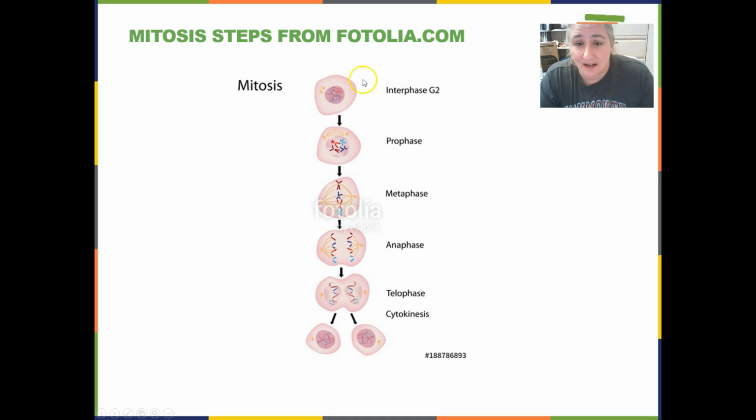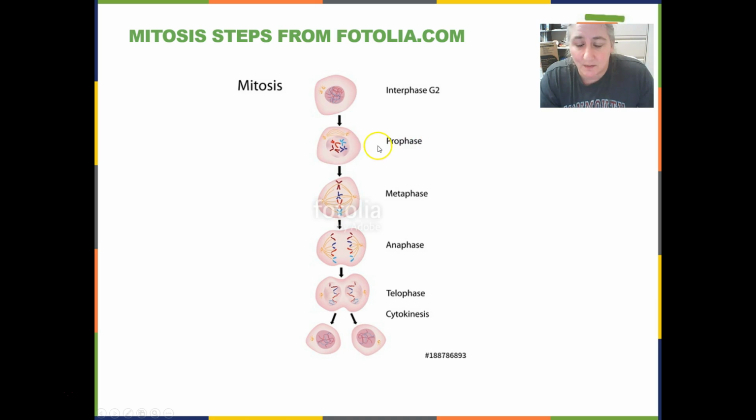So here you can see interphase at G2. So we've already doubled our DNA. This is a picture from Fotolia.com. I found it on Google Images. Again, I love Google Images. And I just like the way they put it together. And your textbook, which I'll show that image next, has a little more information written down about the different phases, but I like this one because it just shows it very simply.